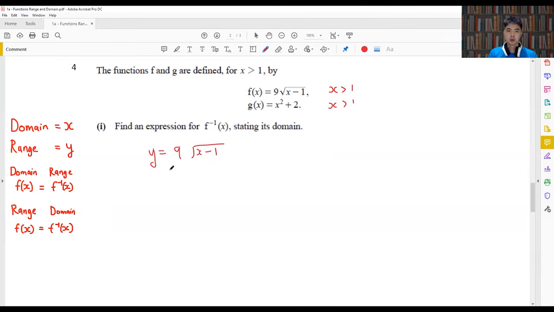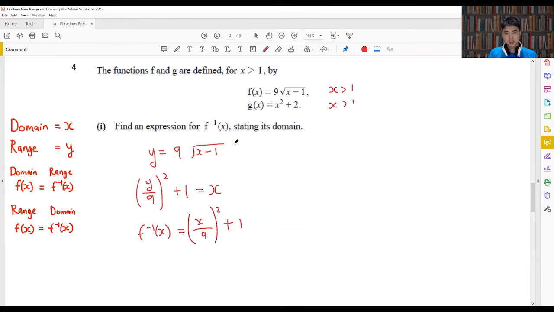After letting y equal the equation, we're going to move everything over to make x the subject. So you have y over 9 equals the square root of x minus 1. The square root brought over becomes a square. Then you would be left with x minus 1 on the right hand side. Bring the minus 1 over, you will get a plus 1, and this expression equals x. Having said that, the inverse of f is actually (x over 9) square plus 1, right?